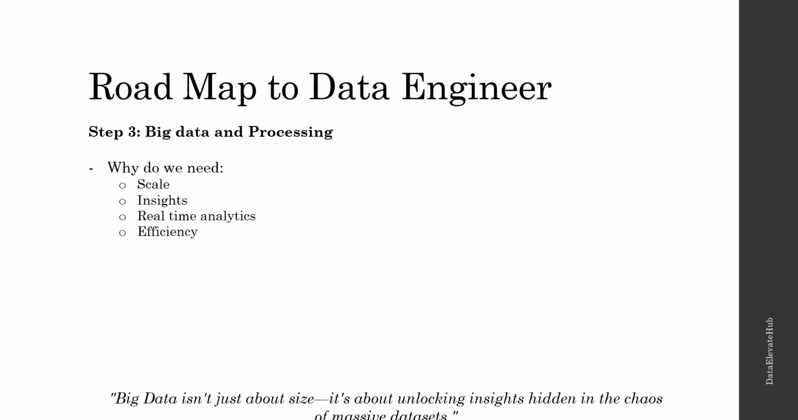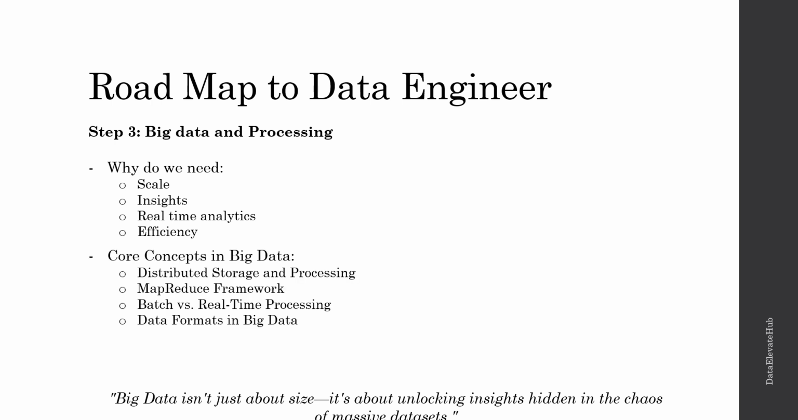Next, core concepts of big data processing. Distributed storage and processing: the data is stored and processed across multiple machines instead of a single server. Like in Python Pandas, we are processing in a single server, so if the data size is huge, a single server can't handle that much data. Big data allows us to process the data on multiple servers. Systems like Hadoop and Spark split the data into chunks and distribute them for parallel processing, which improves performance and fault tolerance.